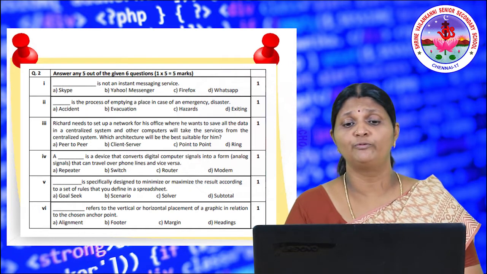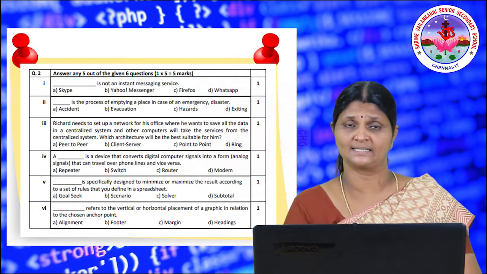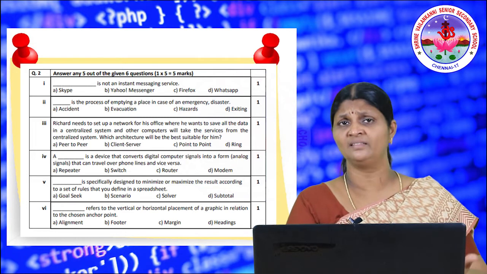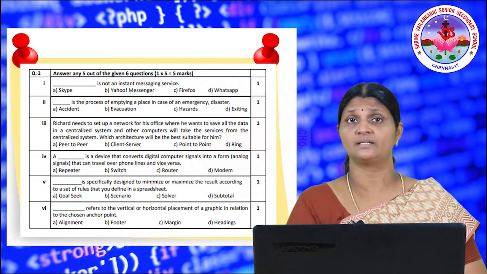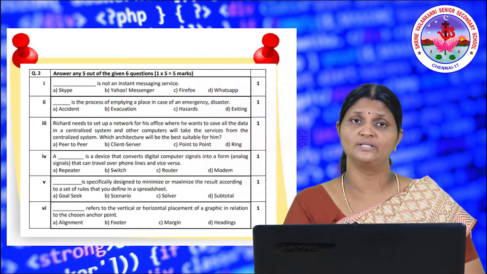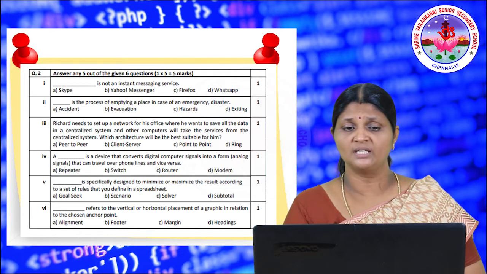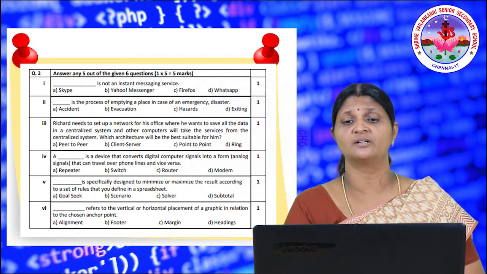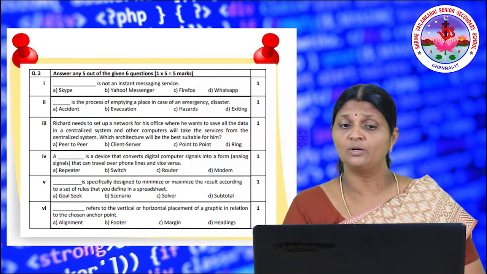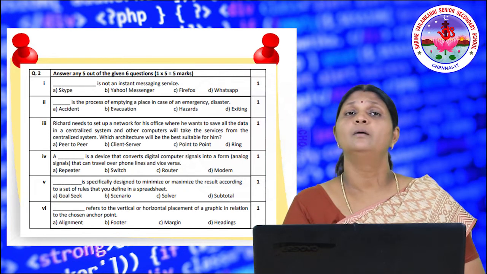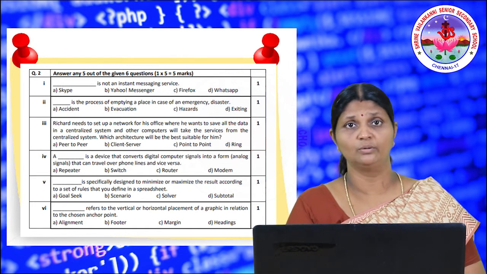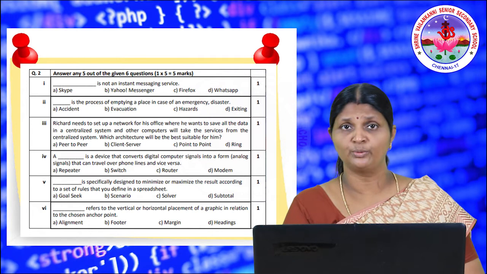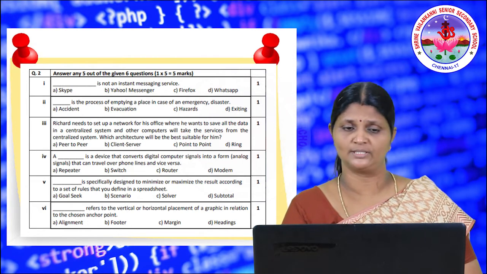Next subdivision, a dash is a device that converts digital computer signals into analog signals that can travel over phone lines and vice versa. So on hearing the question itself, sometimes we will understand what the answer is, but we have to go through the options given. So what are the options given? Repeater, switch, router, modem. So here which is the correct answer? It is modem. So it is modulator, demodulator. So it is used to convert digital to analog and analog to digital.